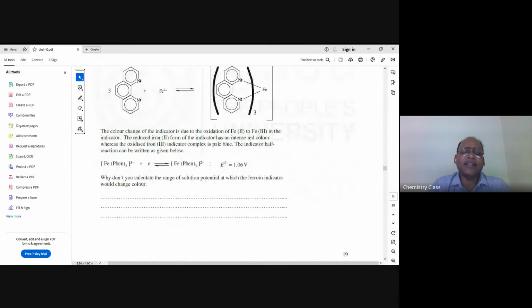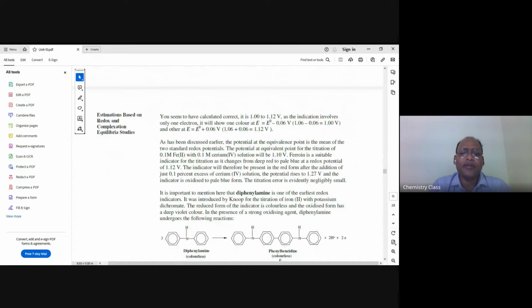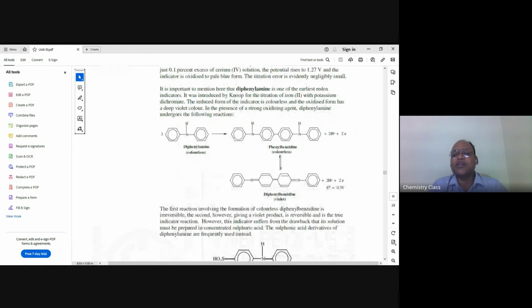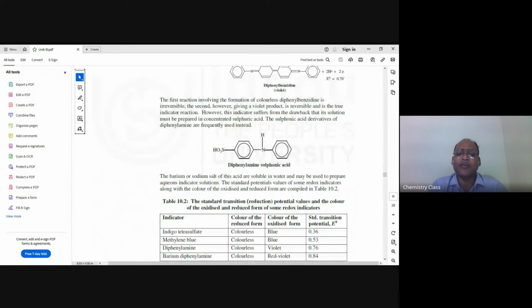It is the same thing that is explained here, like diphenylamine and diphenylbenzaldehyde. Usually diphenylamine is colorless. When it undergoes the reduction reaction, a violet color will be there. So that means a color change will be there.